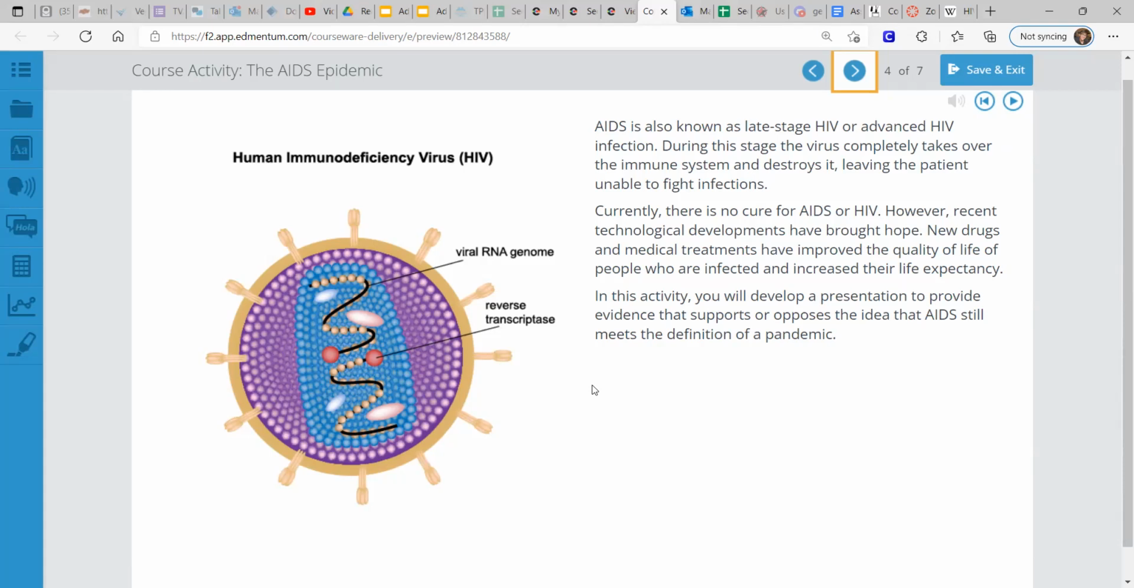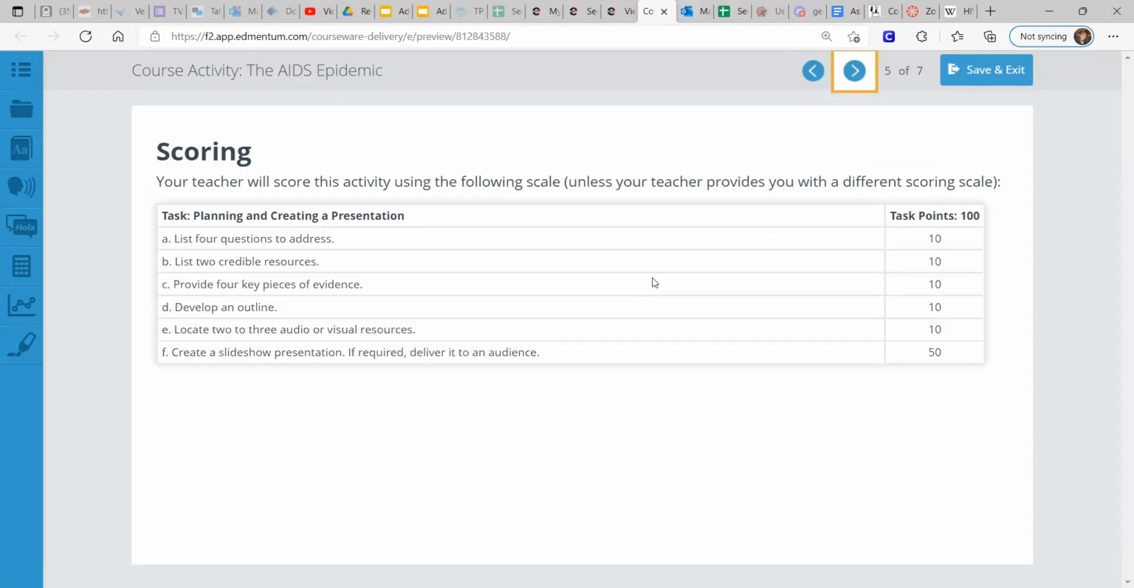developing technology and drug treatment plans, and these improve the quality of life for people who are infected, and it will increase their life expectancy. So they're able to live longer and healthier lives despite living with HIV. In this activity, you will develop a presentation to provide evidence that supports or opposes the idea that AIDS still meets the definition of a pandemic.